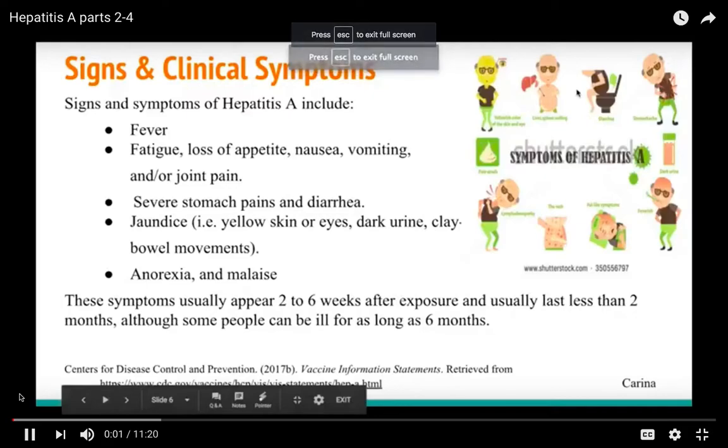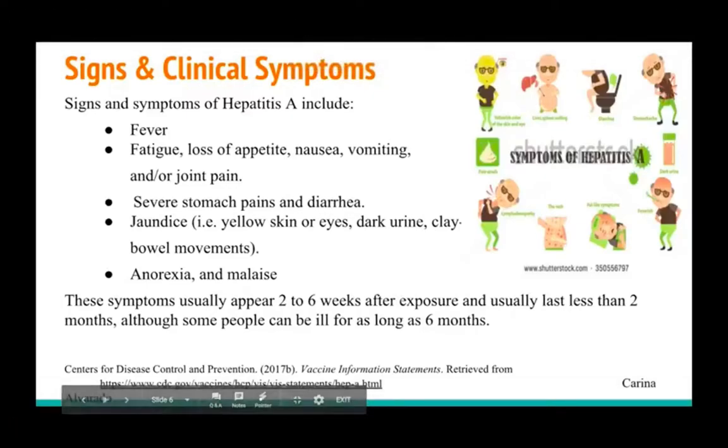Clinical symptoms and signs of hepatitis A include fever, fatigue, loss of appetite, nausea, vomiting, and/or joint pain. It also includes severe stomach pain and diarrhea, jaundice, for example, yellow skin or eyes, dark urine, clay-colored bowel movements, anorexia, and malaise. Symptoms tend to appear between 2 to 6 weeks after exposure to the infectious agent.